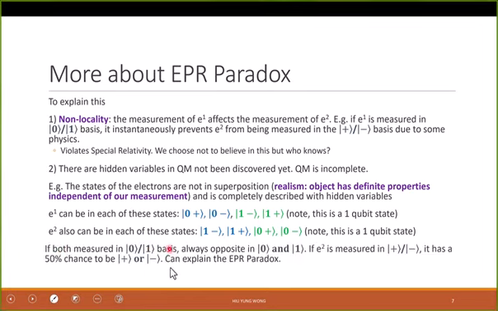If both measure in the 0, 1 basis, the one on Earth and the one 100 light years away, you will always get opposite. You get 0, electron 2 gets 1. If electron 1 is measured to be 1, electron 2 will be measured to be 0. But if people choose to measure in the plus minus basis for electron 2, no matter which case, I have 50% chance to get plus or minus. This kind of explains the EPR paradox result, if we assume there is a hidden variable.